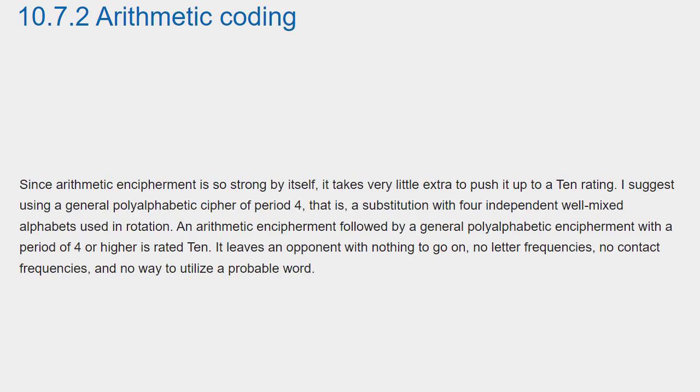Since arithmetic encipherment is so strong by itself, it takes very little extra to push it up to a 10 rating. I suggest using a general polyalphabetic cipher of period 4, that is, a substitution with 4 independent, well-mixed alphabets used in rotation. An arithmetic encipherment followed by a general polyalphabetic encipherment with a period of 4 or higher is rated 10. It leaves an opponent with nothing to go on, no letter frequencies, no contact frequencies, and no way to utilize a probable word.